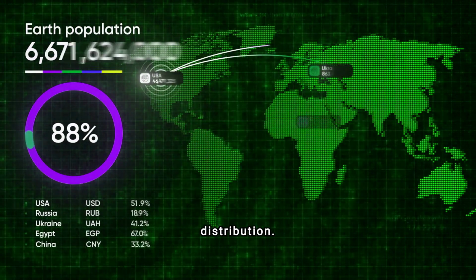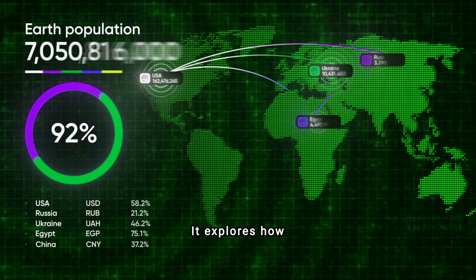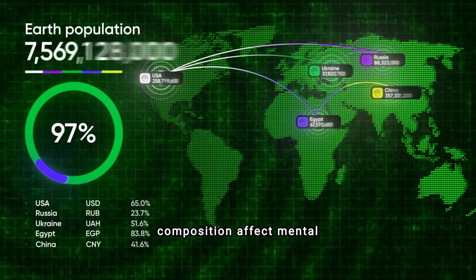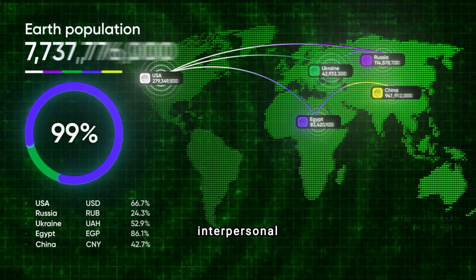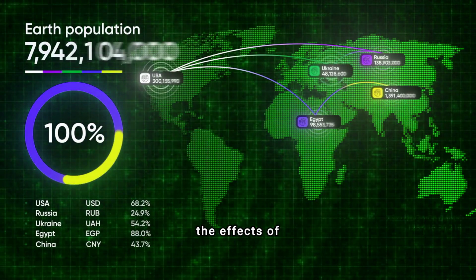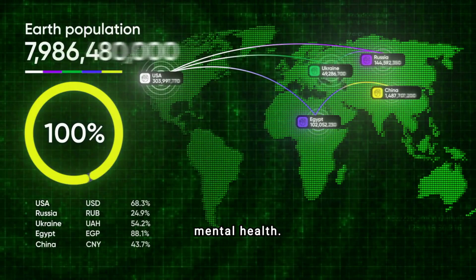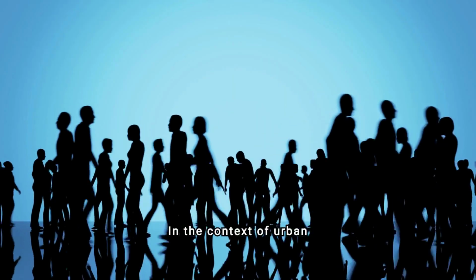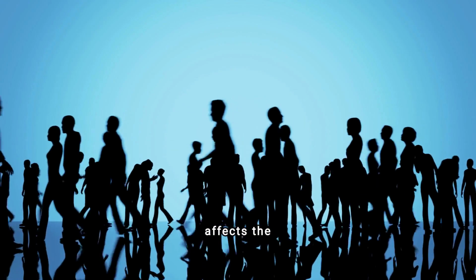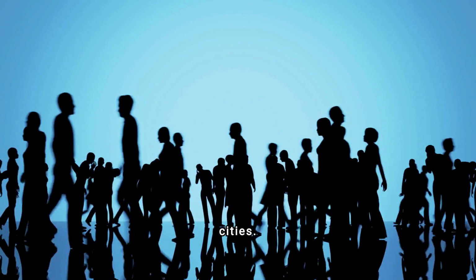In psychology, it explores how population density and composition affect mental well-being and intra- and interpersonal relationships, for example, the effects of overcrowding or segregation on mental health. In the context of urban transition, demography provides insights into how urbanization affects the socio-economic and cultural structure of cities.